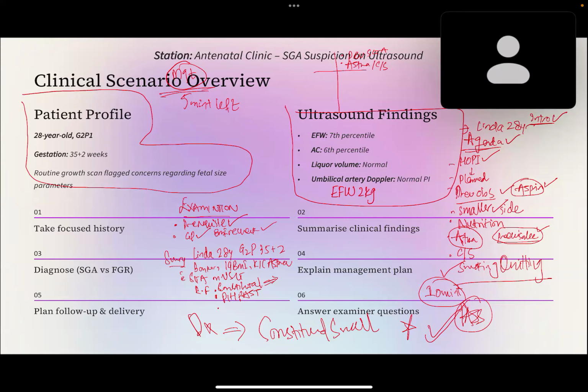How will I induce her? With prostaglandins. We will give her the option of medical and mechanical methods, and we will tell her the success rate as well. We will tell her how long it could take, and we will also tell her about the failed induction of labor.